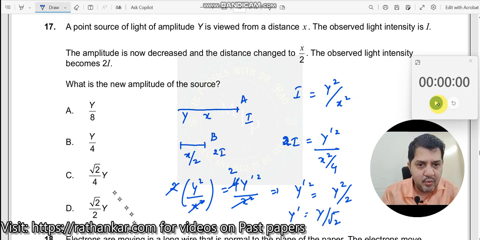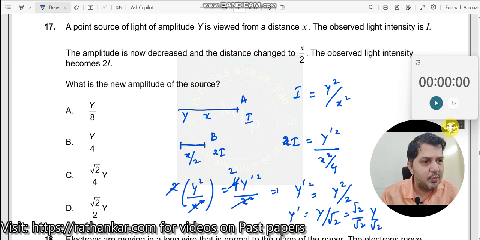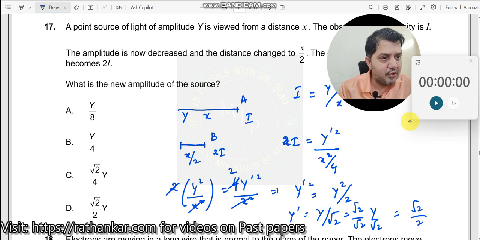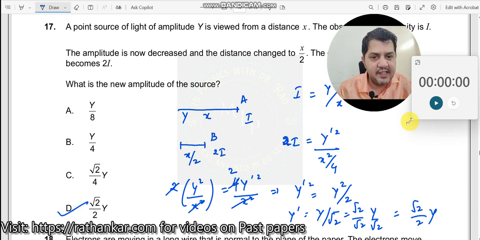We don't have y by root 2 at all here, but you have one of these options here. So you rationalize this denominator, multiply by root 2, divide by root 2 on both the sides. So this becomes root 2 into root 2 becomes 2. So therefore this becomes root 2 by 2 into y, which incidentally is option D.